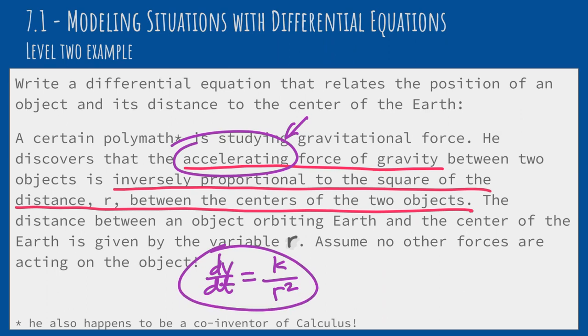I do also want to mention that this guy who discovered this relationship between gravity and mass of objects, distance of objects, where the gravitational constant depends on the mass of the objects, did co-invent calculus. So in his time, he and another guy kind of independently came up with calculus ideas that relate differential calculus with integral calculus. And so you can blame them for all the calculus you get to learn today.